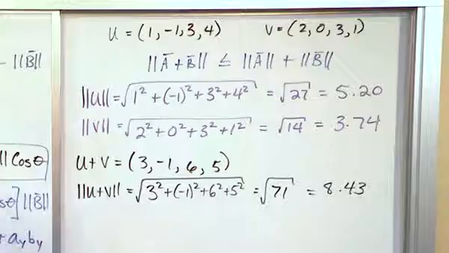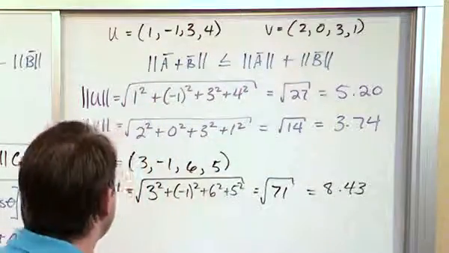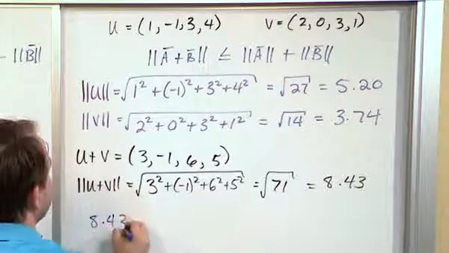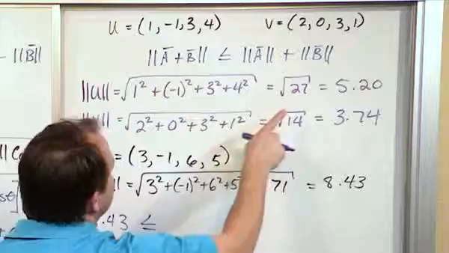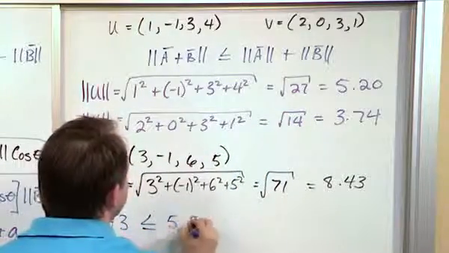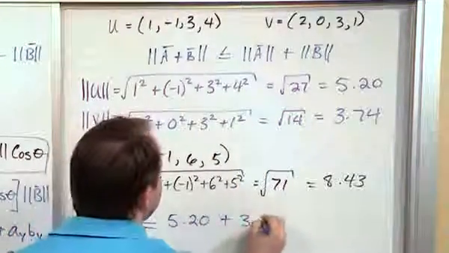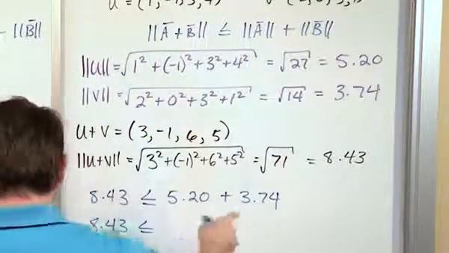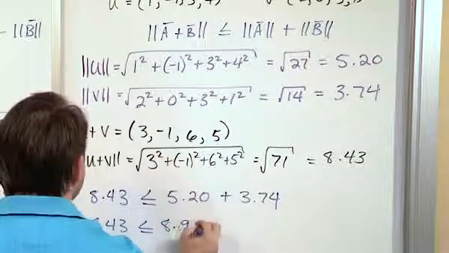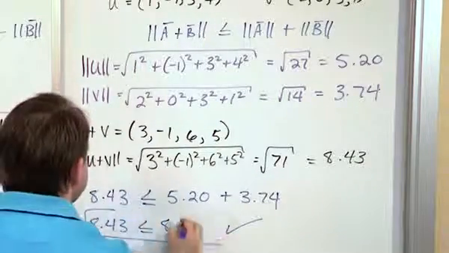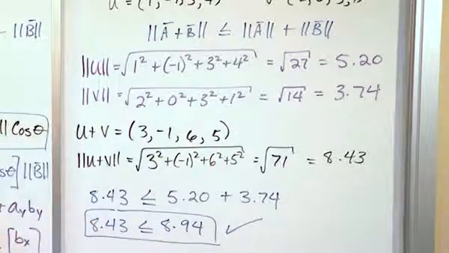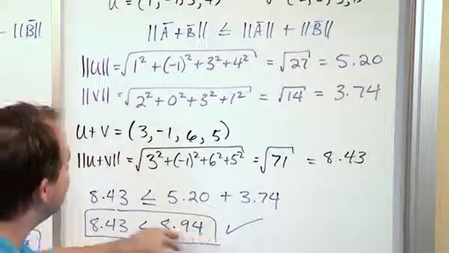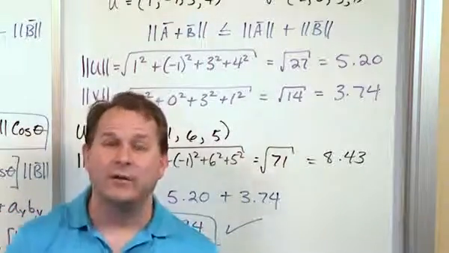Now we're in a position where we have all of the pieces of the triangle inequality. The magnitude of A plus B should be 8.43. We're claiming that that should always be less than or equal to the magnitude of A, 5.20, plus the magnitude of B, 3.74. When you add these together, you get 8.94. So in this particular case, the triangle inequality is satisfied, because when we take the magnitude of the vector sum, we get a number that's less than the individual magnitudes added together.